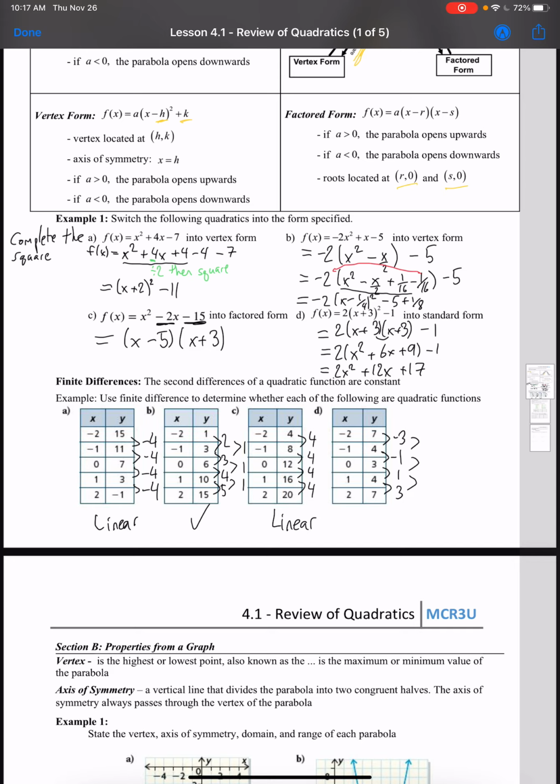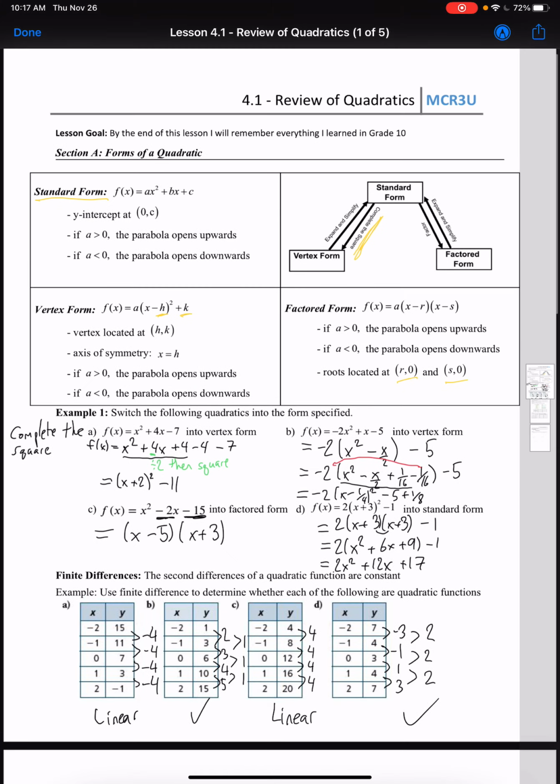From -3 to -1, you have to add 2. From -1 to 1, add 2. From 1 to 3, add 2. So constant. This one is a quadratic function. All right, so that's a review of section A there.